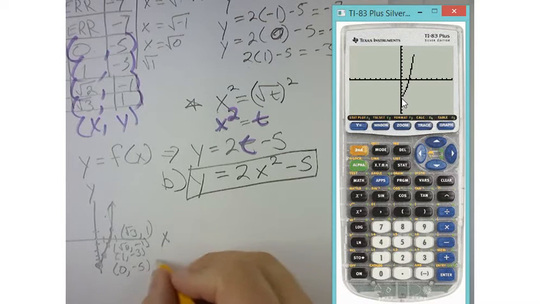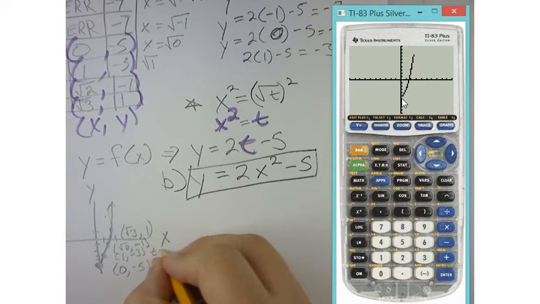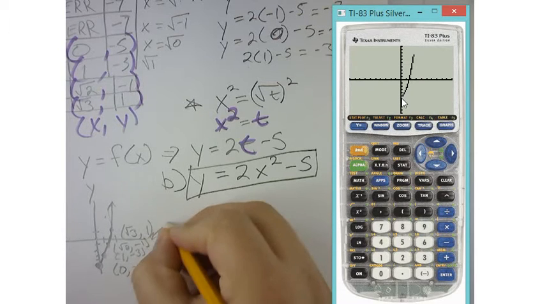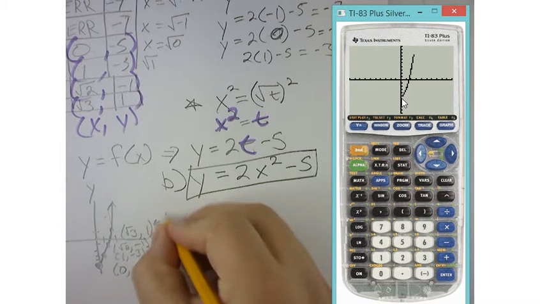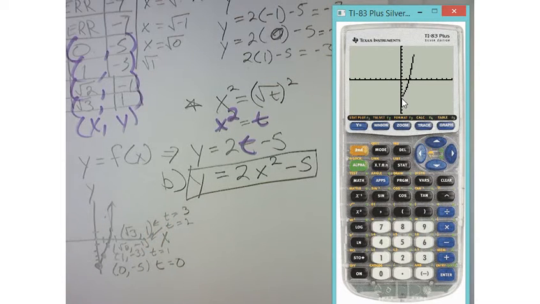Consequently, this occurs when t equals 0. This occurs when t equals 1. This one occurs when t equals 2. And this occurs when t equals 3. So that's the relationship between all three.